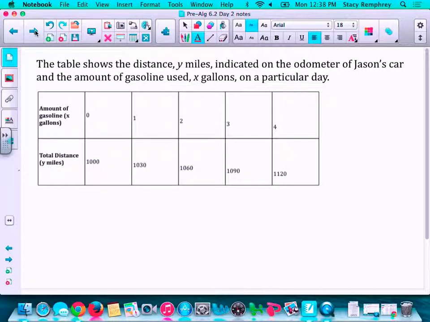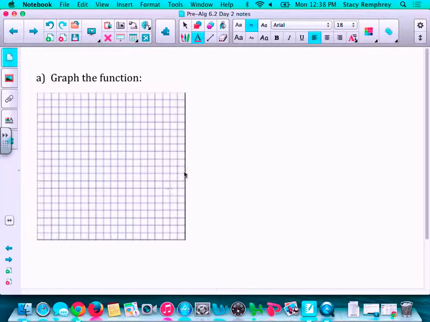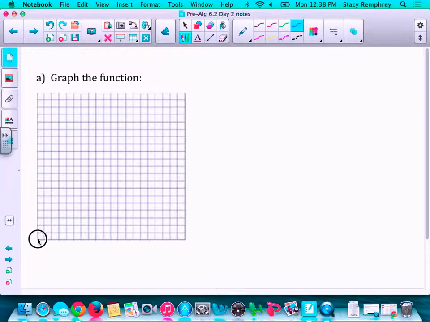All right, so I'm going to graph. And again, I'm going to look at the numbers I had, and you have these written on your notes. My X's was my gallons, and Y was miles. Okay, the gallons went 0, 1, 2, 3, 4, so I feel pretty good about making each box worth 1 along the x-axis. For my miles, they started at 1,000 and then went up 30 each time.